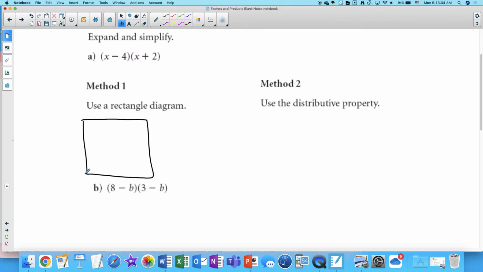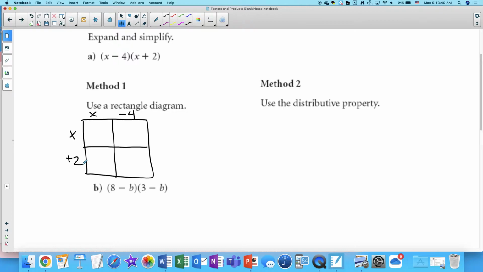And of course, it looks like each of these are equivalent. And of course, they're not, but this is just sort of a model that we're going to use to help us. And in fact, after we do this, I'm going to show you what this would look like with algebra tiles as well. So let's just start with this, though. So we've got x minus 4 and x plus 2. Okay, so each term in each factor gets its own section along either the top or the side.